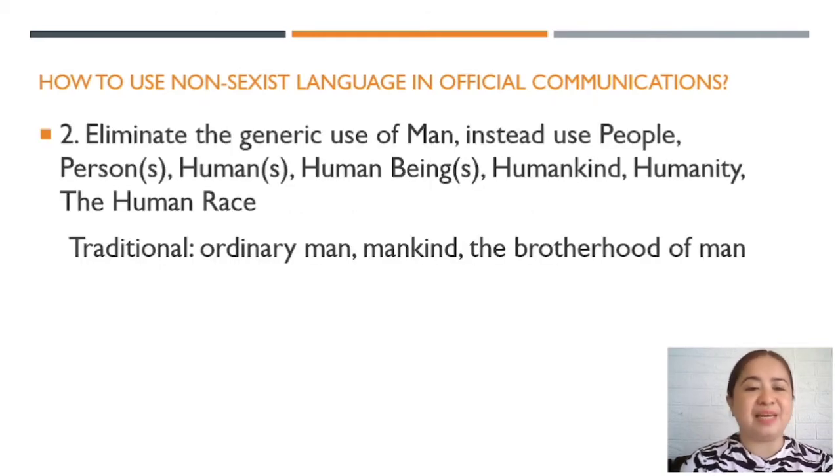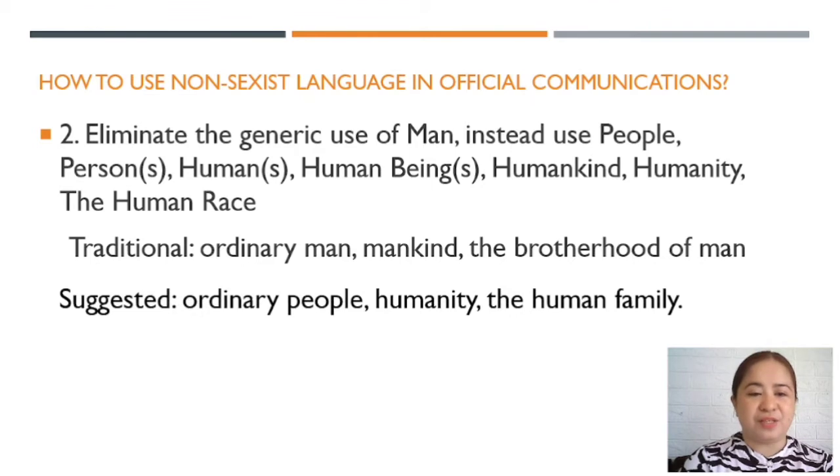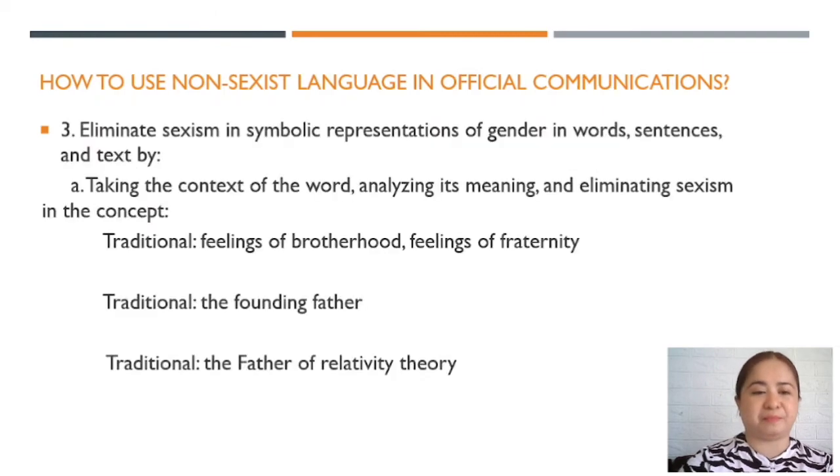Number 2, eliminate the generic use of man. Instead, use people, person or persons, human or humans, human being or human beings, humankind, humanity, the human race. Traditional: ordinary man, mankind, the brotherhood of man. Suggested would be: ordinary people, humanity, the human family.